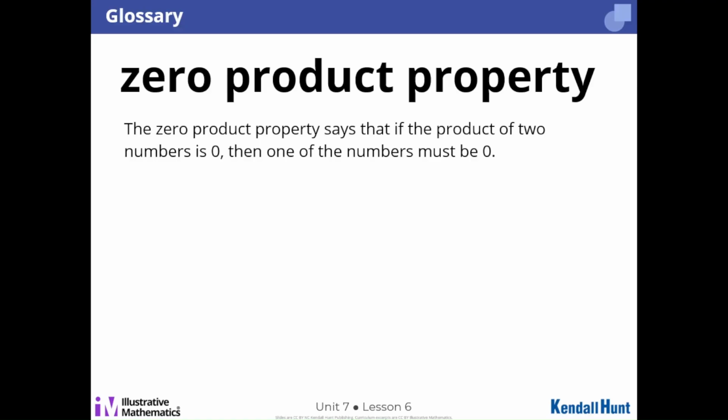And then our last glossary term for this lesson is zero product property. The zero product property says that if the product of two numbers is 0, then one of the numbers must be 0. And we've talked about this a lot in Unit 6, where we were saying if you're going to multiply any two things together, but you're telling me that the answer is 0, then I know that one of those things I'm multiplying together must be 0, because that's the only possible way to get 0 for the answer.